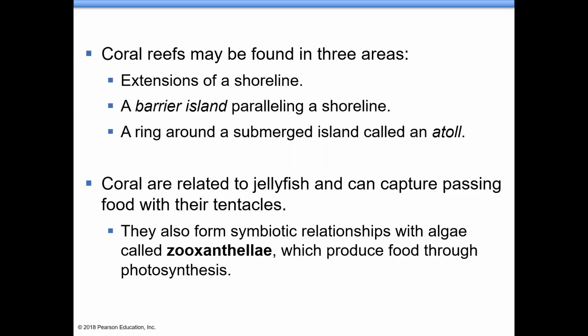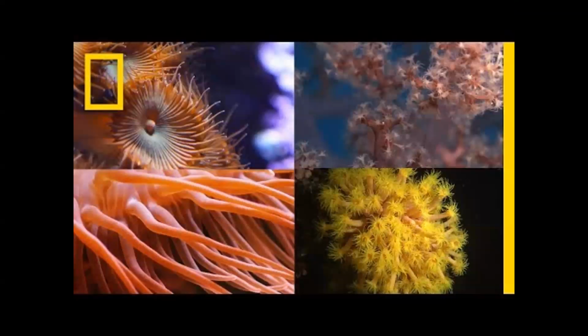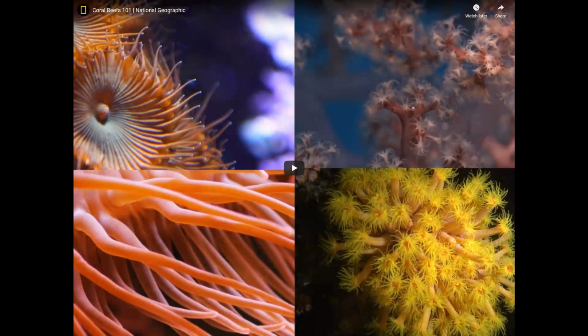So that's why you don't find coral deep in the ocean. We need sunlight in order to have a coral reef because of this important relationship that all coral have with zooxanthellae. And I know it's a big, scary word, but zooxanthellae are simply algae that help out coral. And I have a little video here that should go a little bit more into this. Maybe, if I can get it started, we'll see.